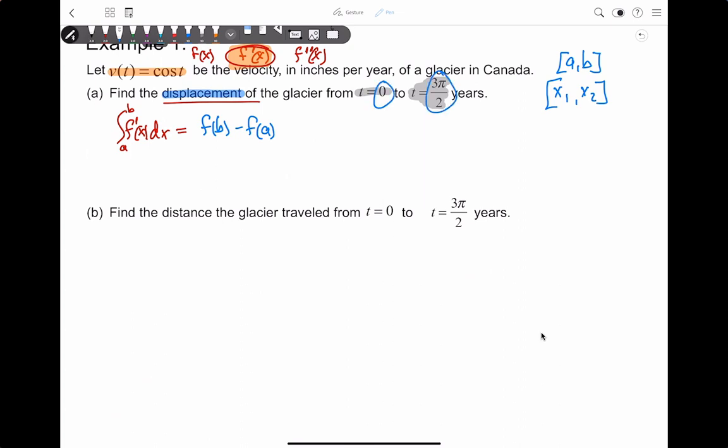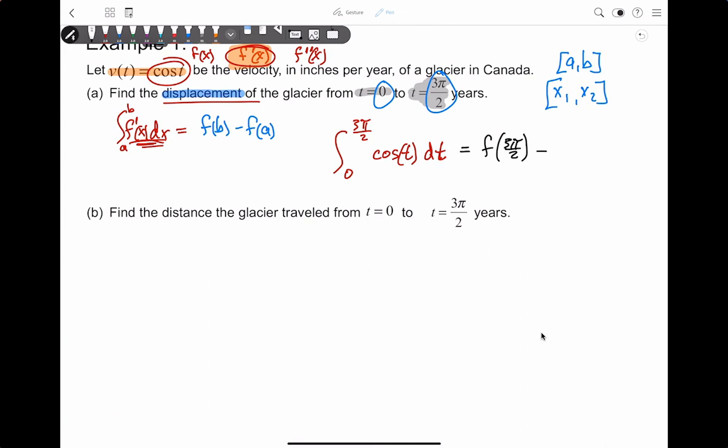So I'm going to set up the equation from 0 to 3 pi over 2, and it's going to be the integral of the velocity function. So let's find the velocity function. Well, this is it right here that's given to us, cosine of t, and it's going to be dt because we're with respect to t. And this is going to be equivalent to our change in position, again first fundamental theorem, where we're looking at the change in position between the final position minus the initial position.